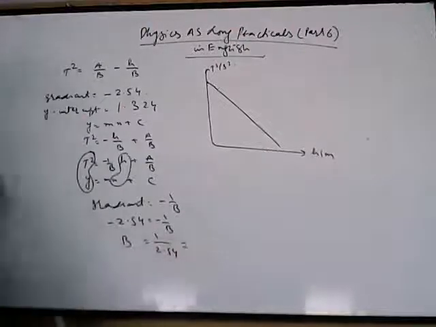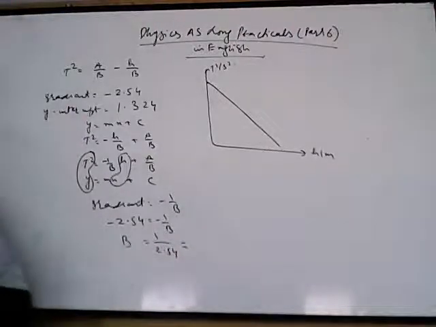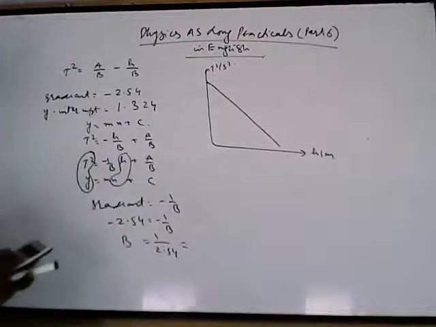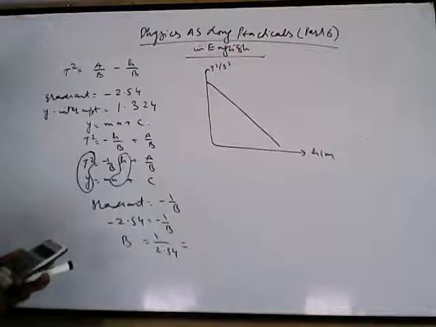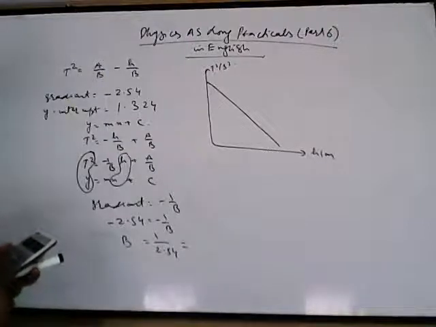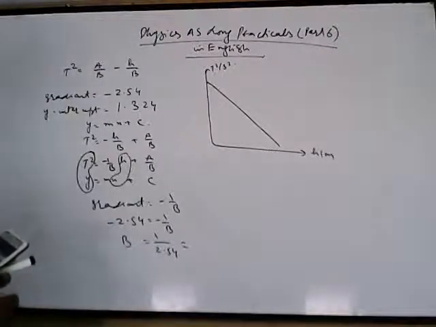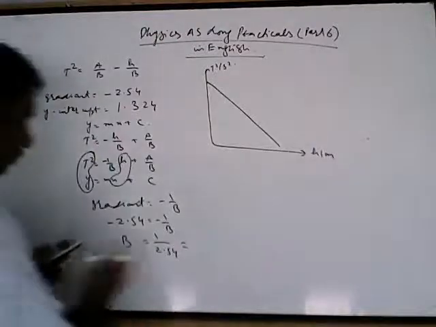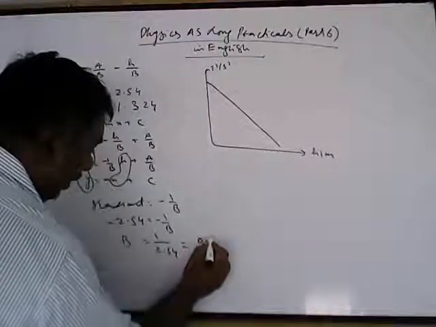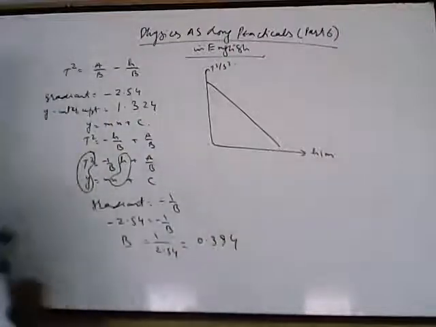This is 3 significant figures, so I will write the value of b also in 3 significant figures. This is the calculation: 1 divided by 2.54, and it comes out to be 0.394. I write 0.394. Now it must have a unit.